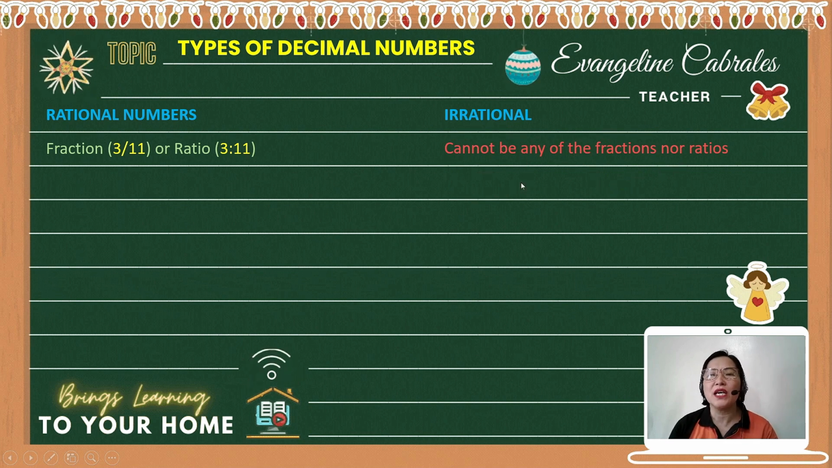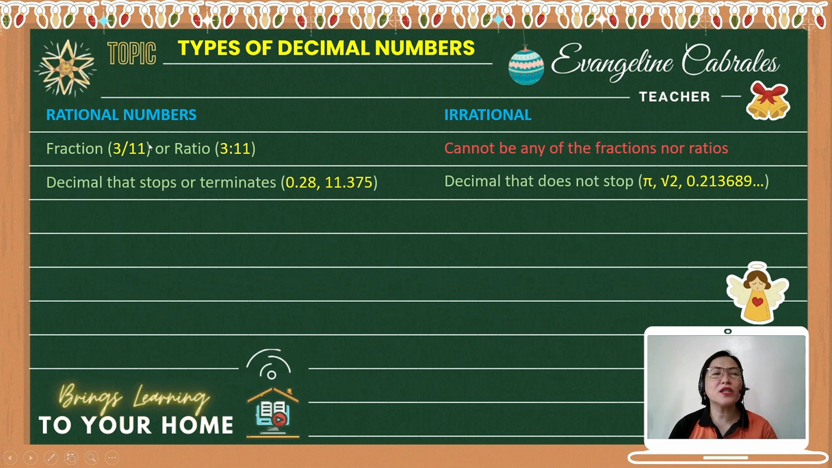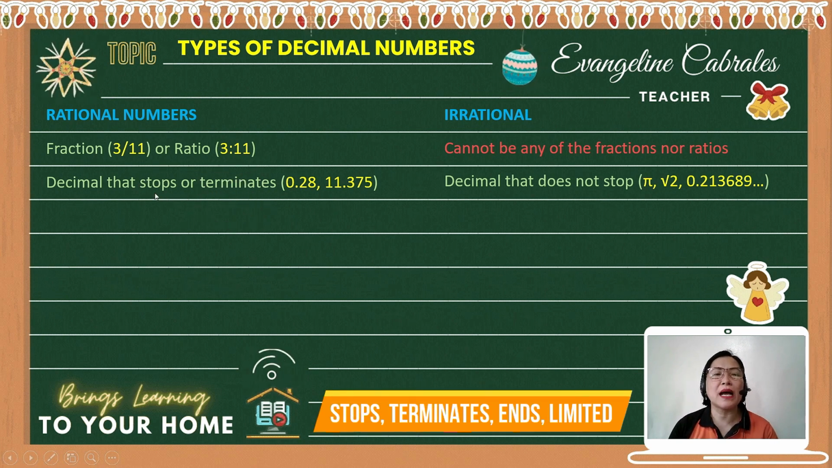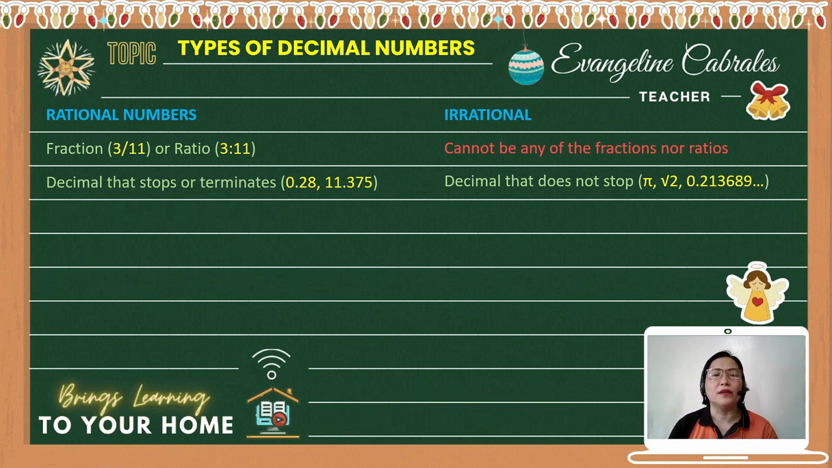So hindi irrational numbers ang fractions at ratios. Sila ay rational numbers. Rational numbers are decimals that stop or terminate. So, decimal that stops or terminates. Kapag sinabing stops, tumitigil. When you say terminates, natatapos.